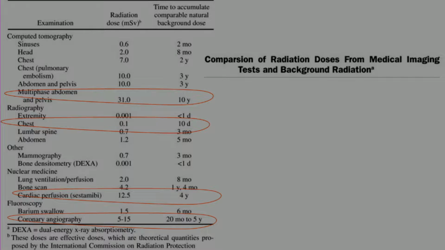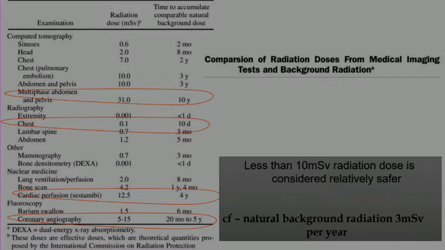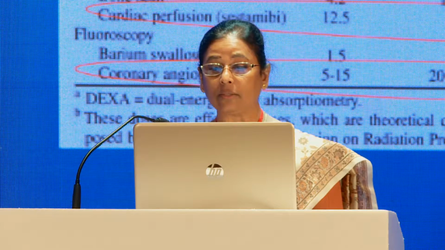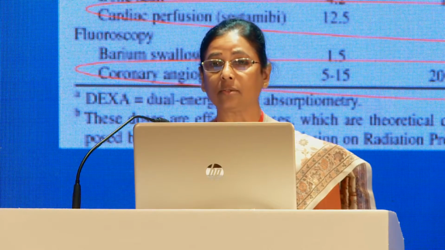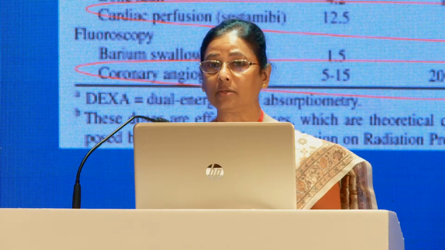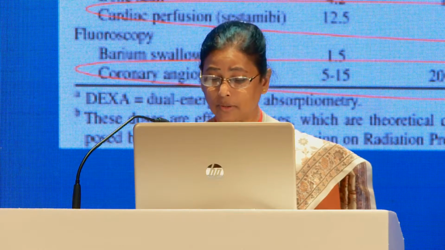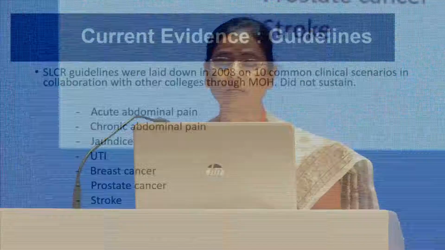But coronary angiography is 5 to 15, and if you compare 20 months to 5 years of background radiation, an abdominal CT is 10 years of background radiation if you do one multiphase CT. But it is said that if the radiation dose is less than 10 millisieverts, it is not a serious radiation problem, so it is considered relatively safer. And mind you, natural background radiation is 3 millisieverts, and every year we are accumulating. There is a thing called the stochastic effect in radiation, which accumulates and leads to radiation-induced malignancies.